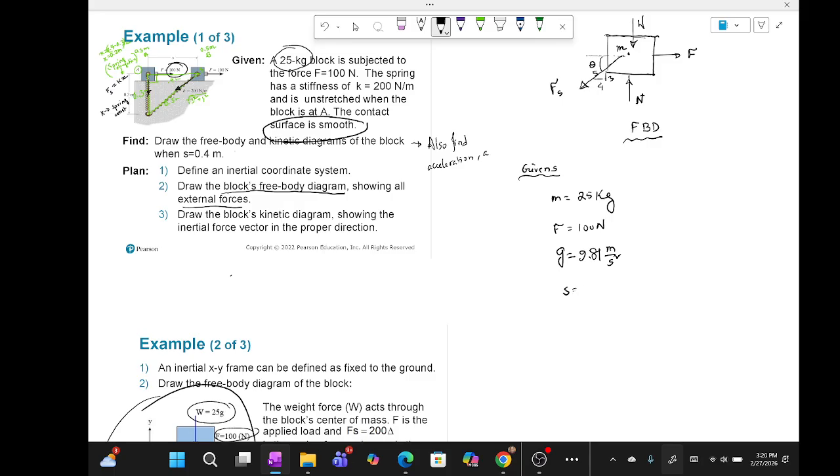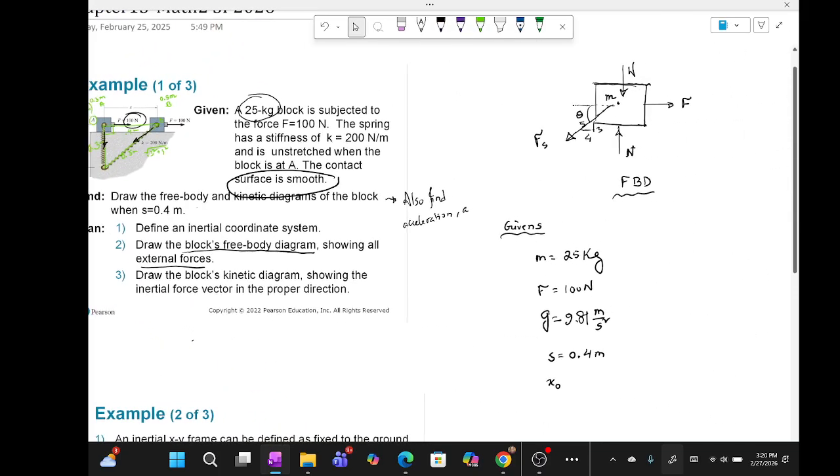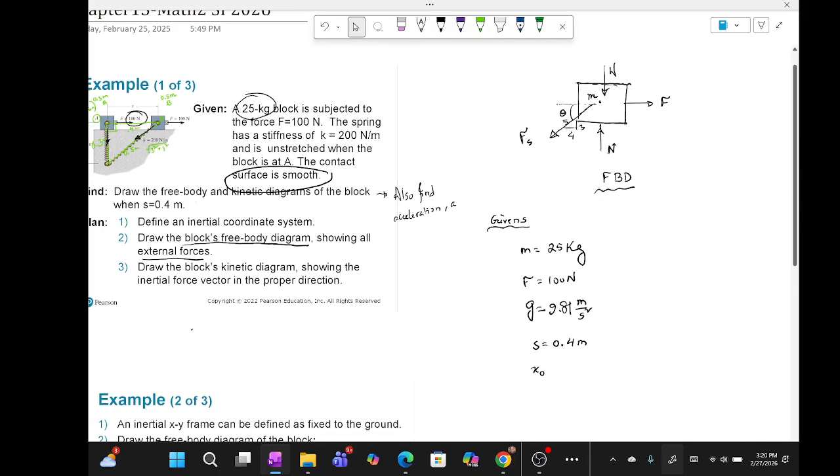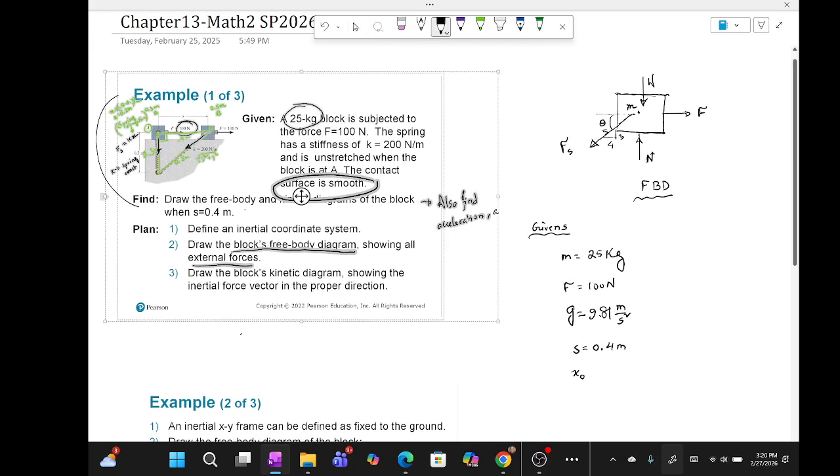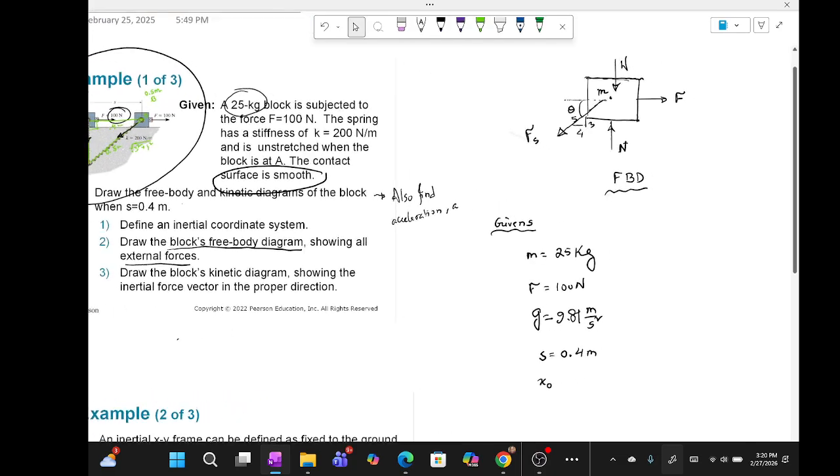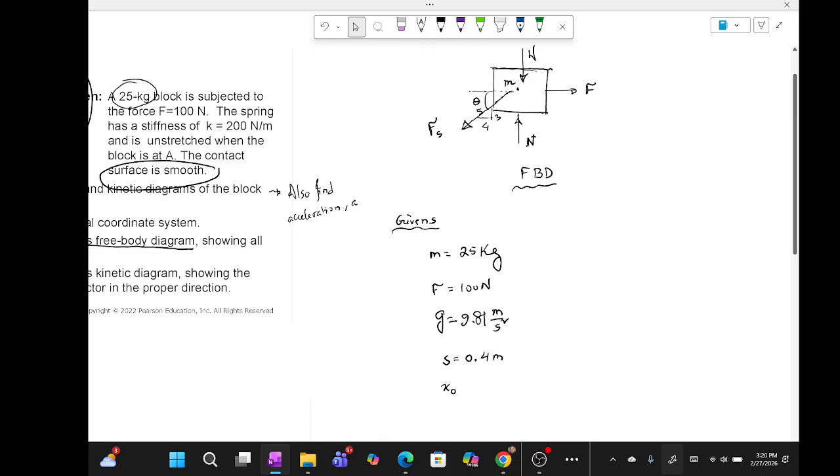This was also given as 0.4 meter, and the spring initial displacement, say x0. To understand that, I have to draw this sketch again. You know what sketch, like this thing. To understand it, there are two things you have to do. There's the force diagram, and let me try to draw the sketch.